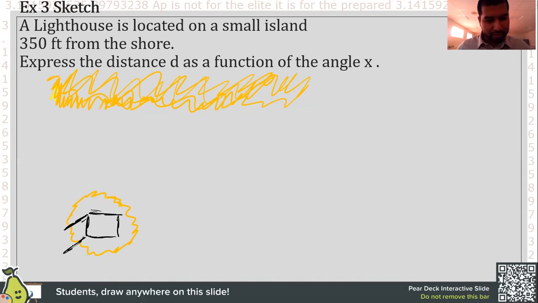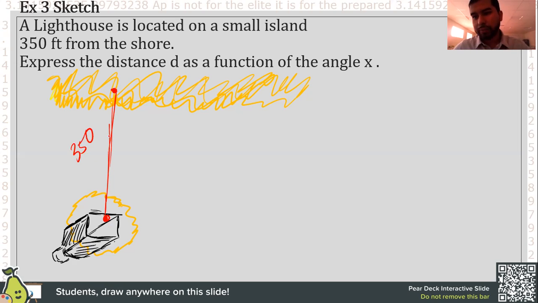We have something like, I don't know, okay, something like that, right? That's me trying to do 3D shapes. So we have something like a lighthouse like that, and this lighthouse is 350 feet from the shore. So from here to here, keep in mind, guys, you have complete control over this drawing. So you can always say that from here to here is going to be a horizontal line.